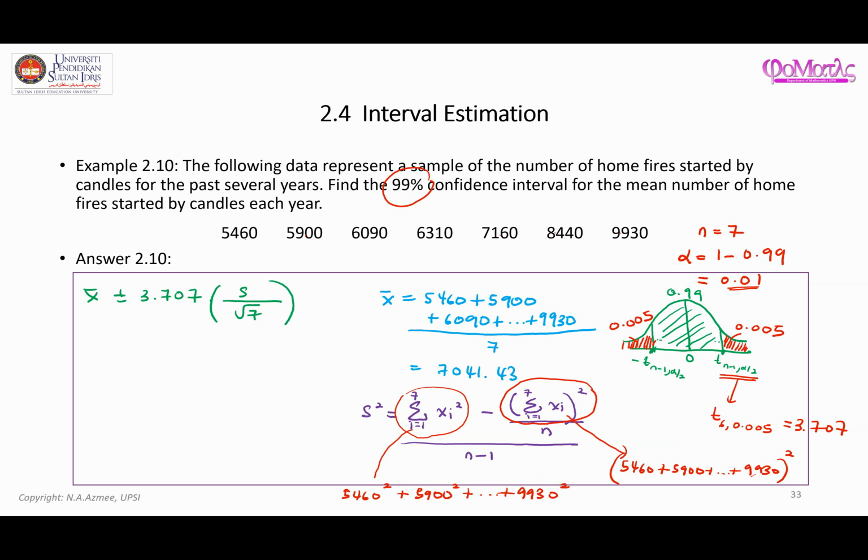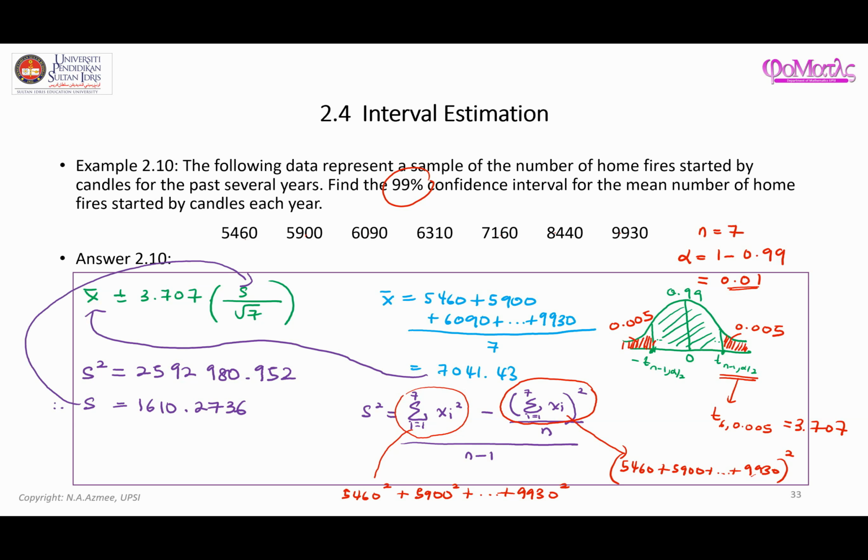By doing that, I believe you should be able to get the answer that s squared is going to be equal to 2592980.952. Therefore you need to find s. S can be found by taking the square root of the sample variance, and you will get that the sample standard deviation is going to be 1610.2736. Just plug in this value and the mean value over here, and you will be able to get the answer for this example.